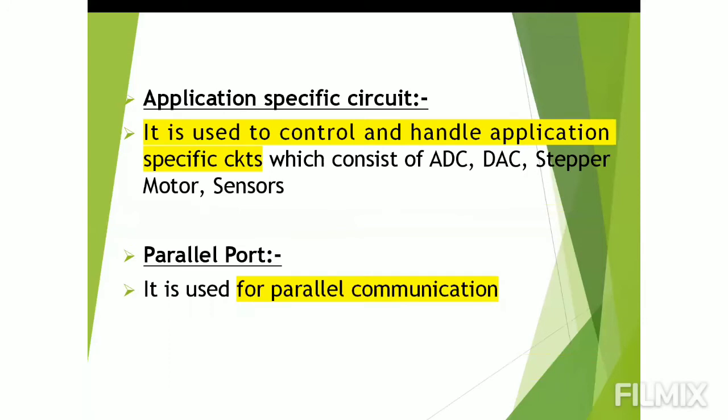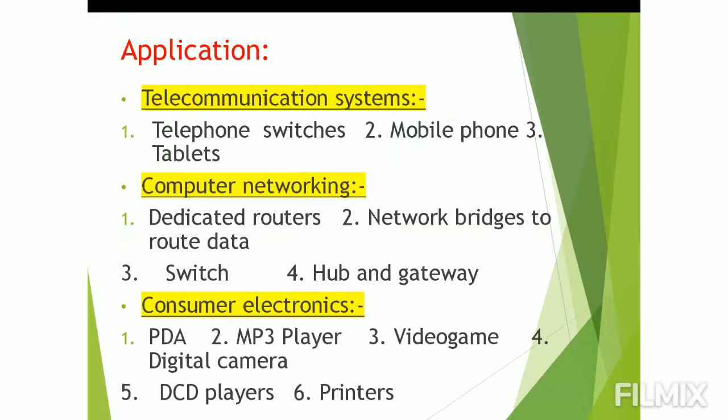The next block is the application specific circuit block. It is used to control and handle the application of specific circuits, which consist of ADC, DAC, stepper motor and the sensor. The next block is the parallel port. What is the function of the parallel port? It is used for parallel communication purposes.